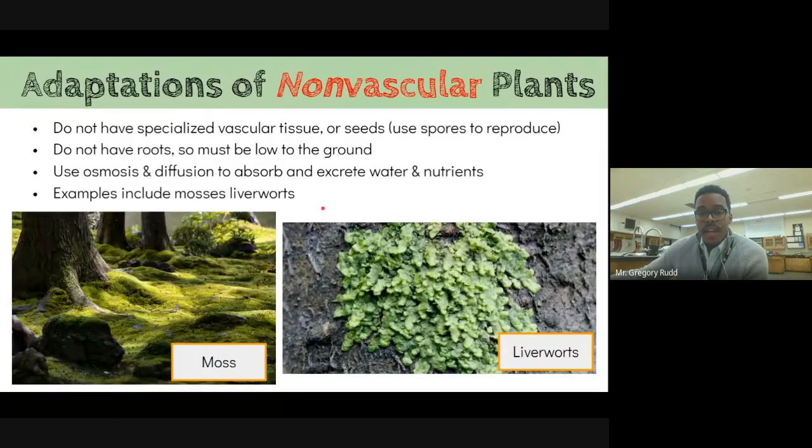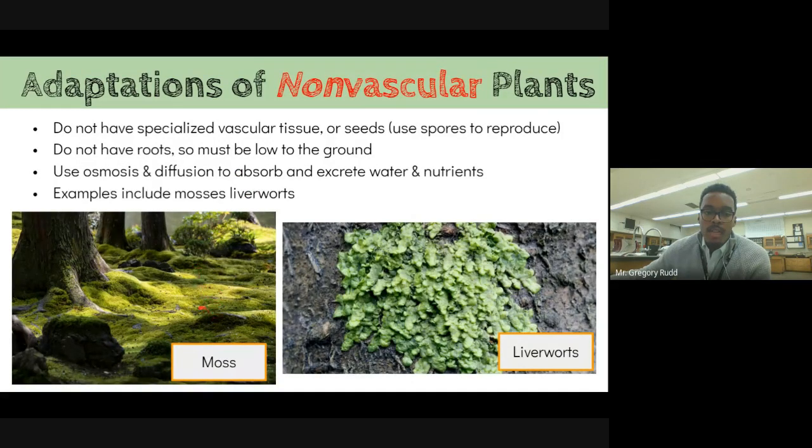Non-vascular plants have slightly different adaptations than vascular plants, which is why we divide them. Non-vascular plants do not have specialized vascular tissue, nor do they have seeds because they use spores to reproduce. Non-vascular plants do not have roots, so they must be low to the ground in order to absorb water. Non-vascular plants use the process of osmosis to absorb and excrete water, and the process of diffusion to absorb and excrete nutrients. Two examples include mosses and liverworts.